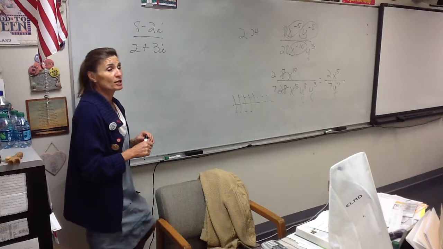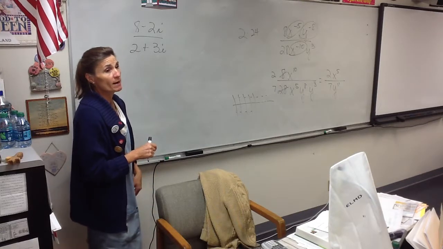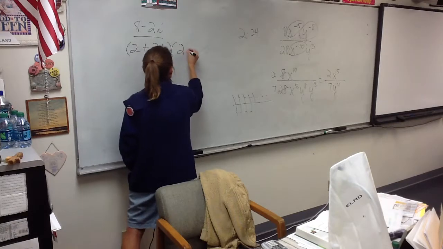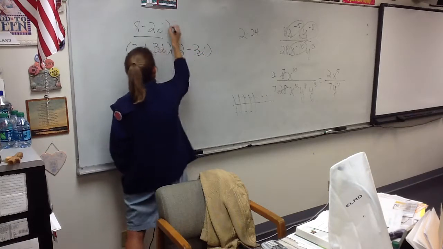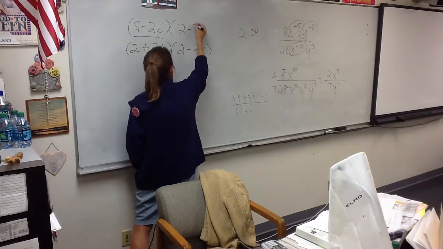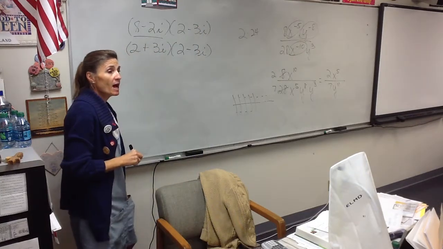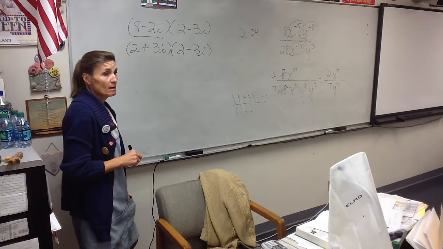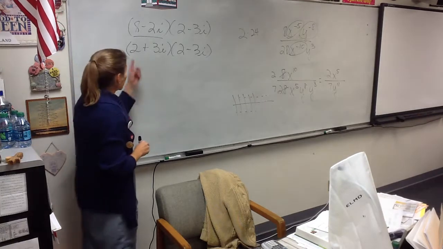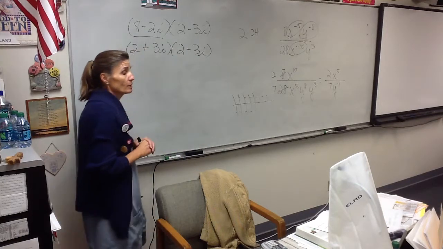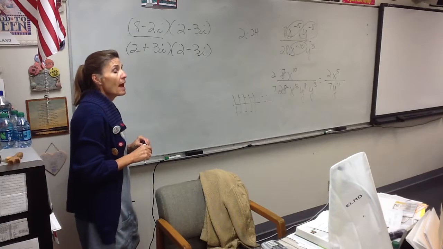Multiply by the conjugate. And what is the conjugate for those that might have forgotten? 2 minus 3i. All right, so let's make note of this, everybody. This is going to be a test question. You're going to have to multiply top and bottom by the conjugate of the bottom. So the conjugate of 2 plus 3i is 2 minus 3i. Now what do we do?